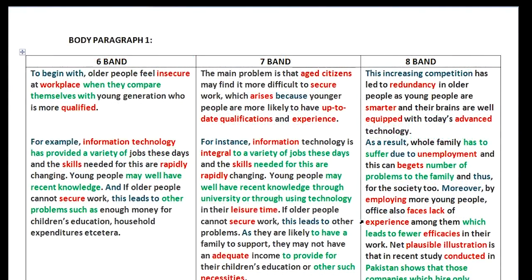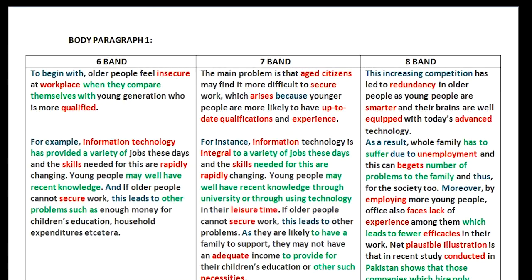Now I will explain the body paragraph 1 for 6, 7 and 8 band essay. To have the cohesion with the previous paragraph, I have used a cohesive device, that is, to begin with. Older people feel insecure at workplace when they compare themselves with young generation who is more qualified. Now here I have explained the reason why older people feel insecurity because of the presence of younger generation.